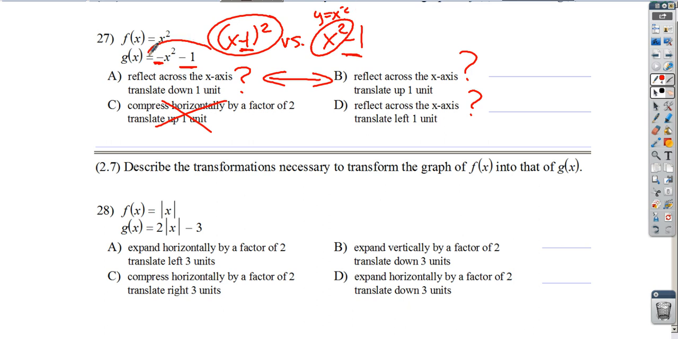So in our problem, the -1 is not inside the parentheses. It's not like this one. So the -1 is going to move in the up or down. And the saying is add to y, go high. We are subtracting from y, so we're going to go low. We're going to go down 1, which is this one right here. This one does not mean go up, but it doesn't mean go left either.